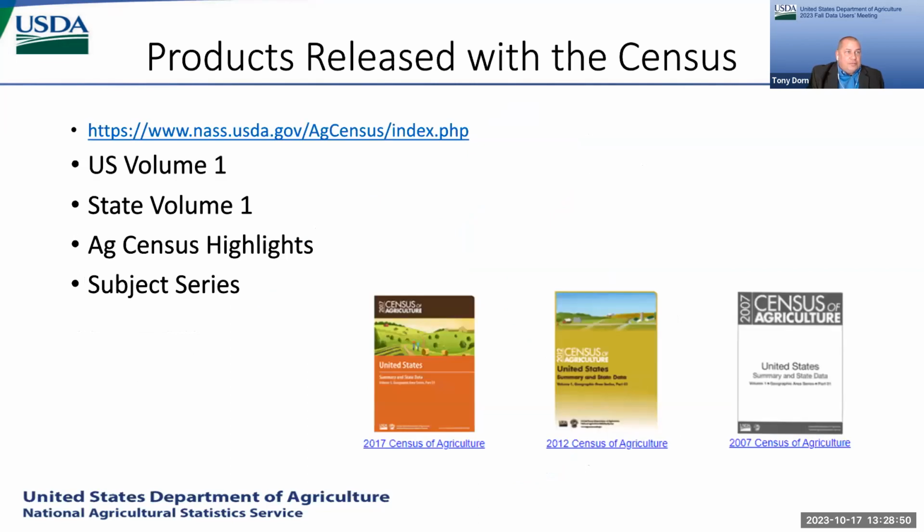Moving on, just the main volumes and the products released with the Census of Agriculture, the main web pages there. We have a fairly well organized website where we have the US Volume 1, State Volume 1, Ag Census Highlights, and Subject Series for 2017, 2012, and so on back a few years, so that you can quickly get census data as you need, especially for the Volume 1s, fairly easily and consistently.